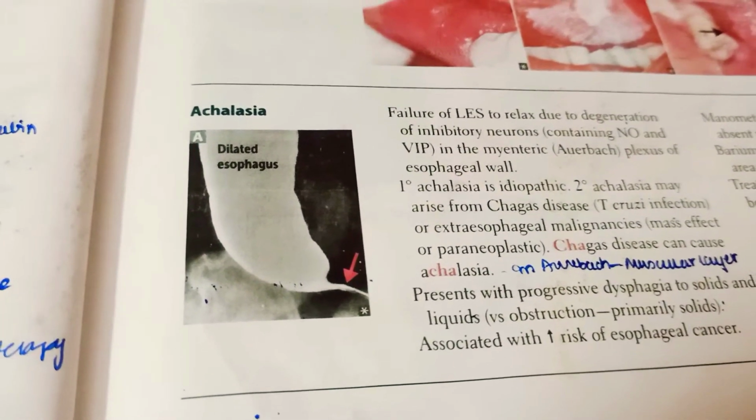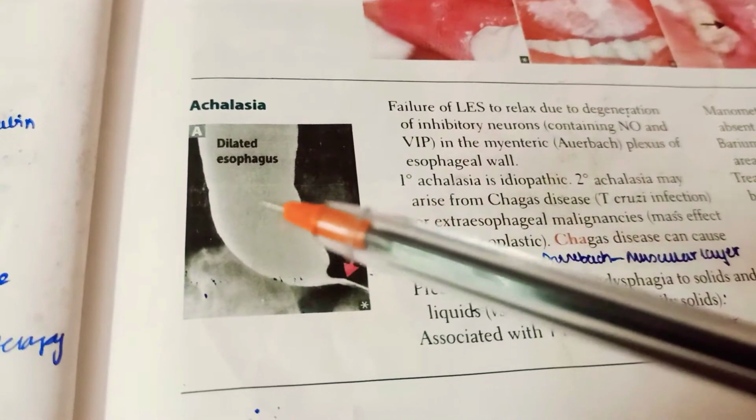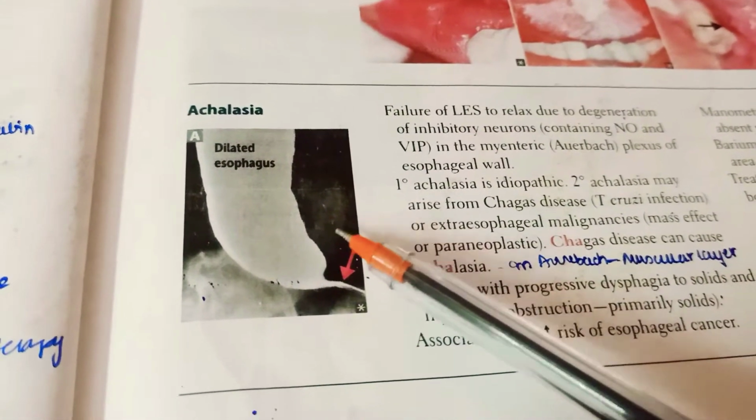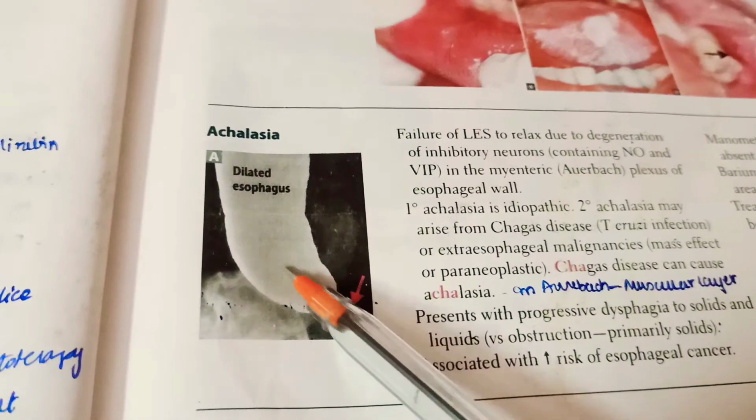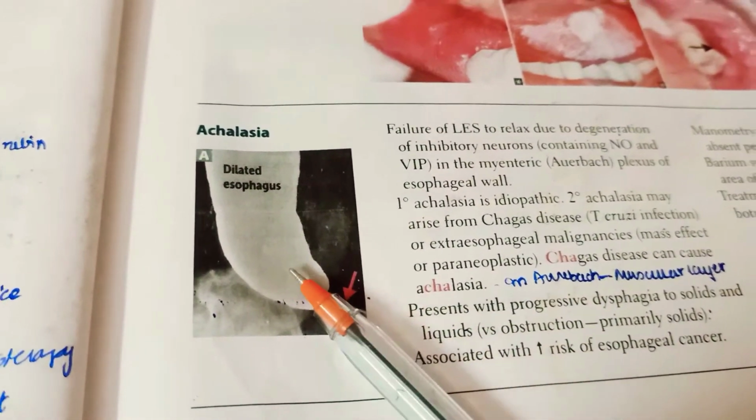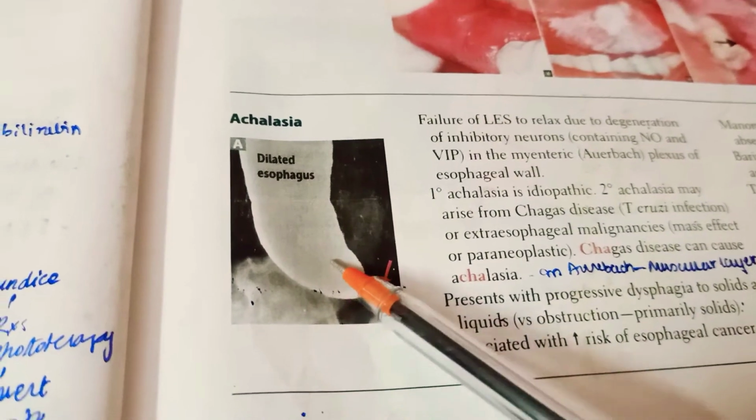In barium swallow, when you do the barium swallow, you can see this. Treatment is surgery or endoscopic procedure. That is, you can give botulinum toxin injection. Because of this accumulation, the food also accumulates in the esophagus, and that will cause bad breath.